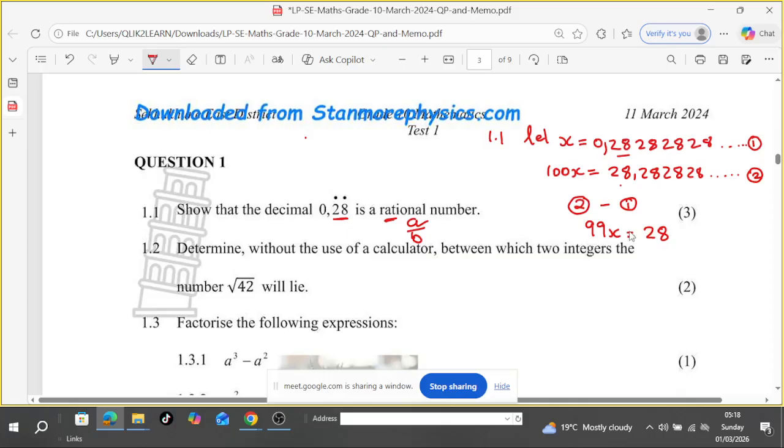We can just divide both sides by 99. Exactly. So we divide one side by 99 and the other side by 99. Therefore, x is 28 over 99. So we did show that this is a rational number because it can be written as a fraction. So when they say show that a number is a rational number, just know that they are looking for you to write it as a fraction.